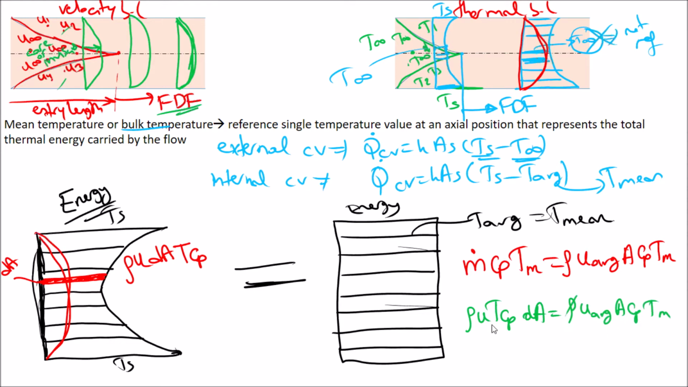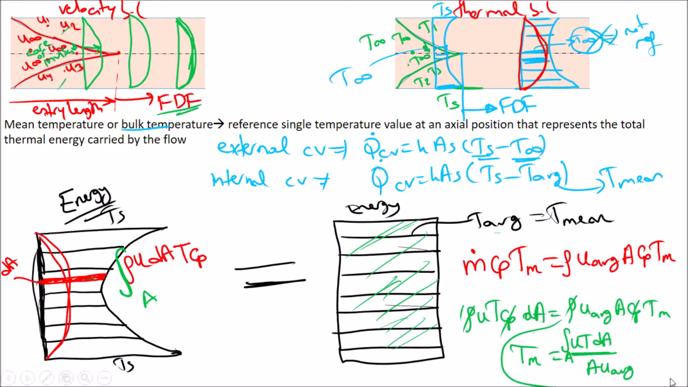Rho's cancel out, Cp cancels out, and you will have T mean or T average equal to U, T, dA divided by the area. And since this one is the total energy of this cross section, this one is for a small area, I will integrate it for the overall area A to get the total energy. This one is the energy for a similar small cross section, but I should integrate it. Therefore, I will integrate over the overall area. And this one divided by U average. And this one will give you the average temperature.